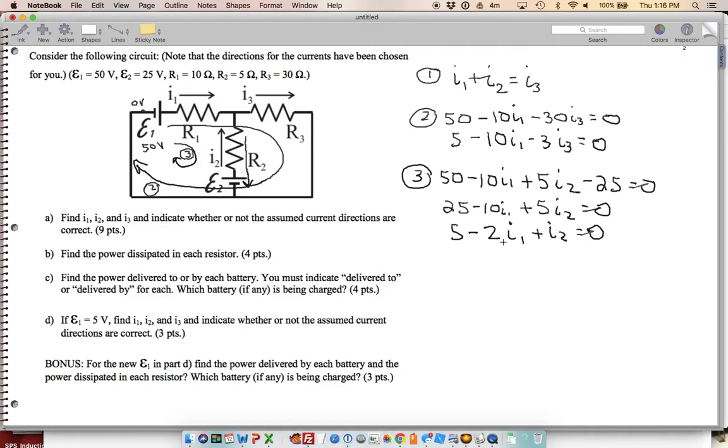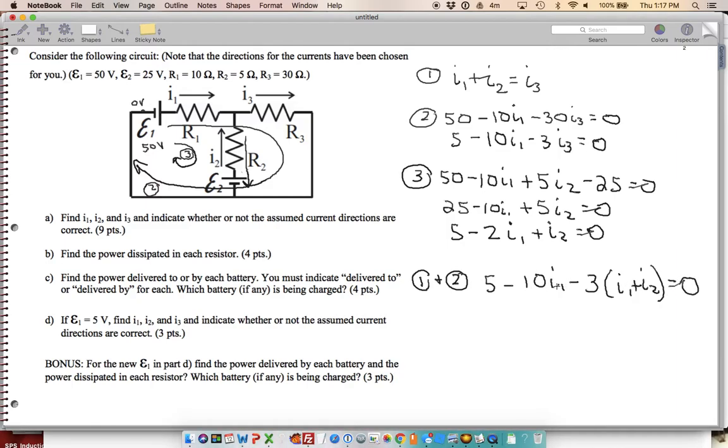Okay, so let's take equation 1 and plug it into equation 2. So we're going to say 1 and 2 together. I'm going to just plug in I3 for I3 in this equation. So I'm going to have 5. Starting with equation 2, 5 minus 10I1, and then minus 3 times I1 plus I2 equals 0.